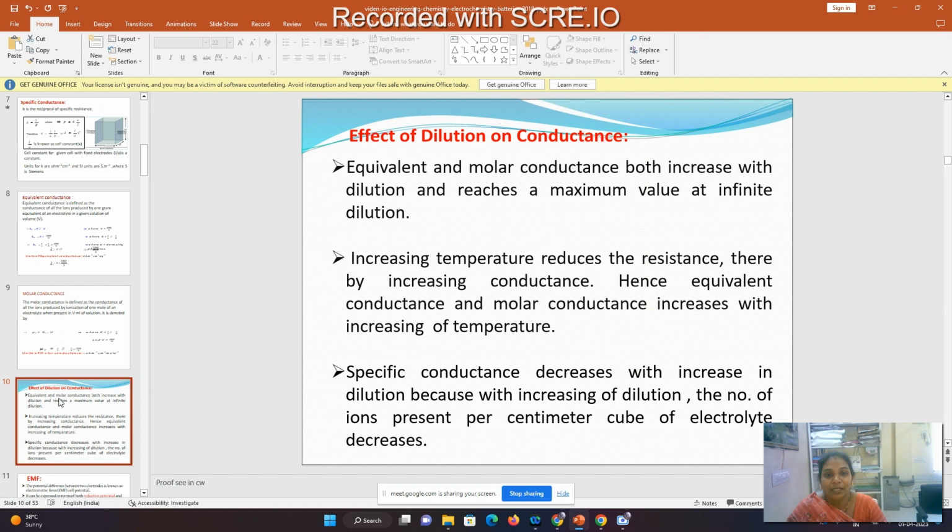So the equivalent and molar conductance both will increase with the dilution and reach a maximum value at infinite dilution. Increasing the temperature reduces the resistance, thereby increasing the conductance. Hence, equivalent conductance and molar conductance increase with increasing temperature. Specific conductance decreases with increase in dilution because with increase in dilution, the number of ions present per centimeter cube of electrolyte decreases.